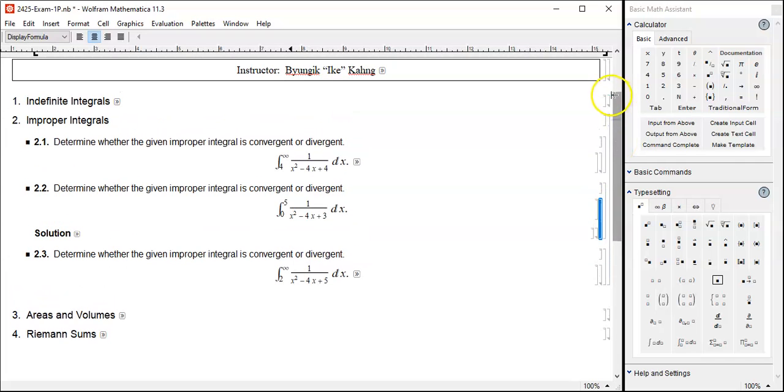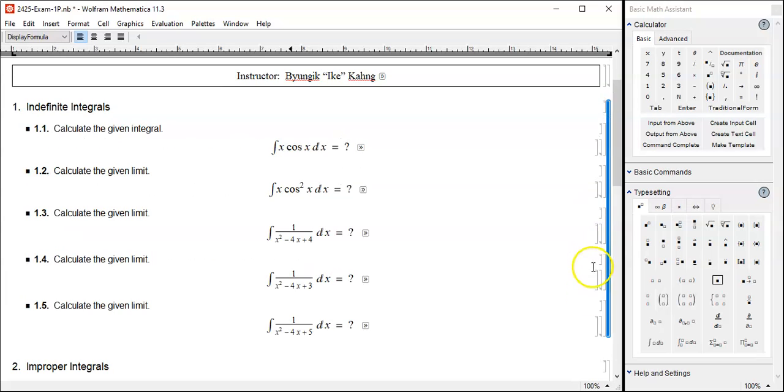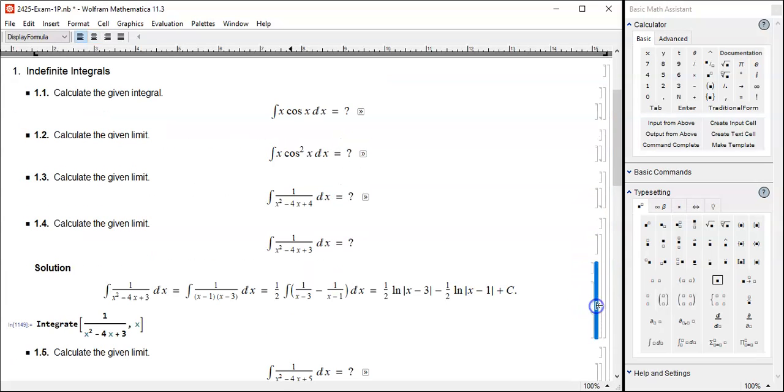By the way, what am I talking about? Let's see. What did I just talk about? This one. Okay.